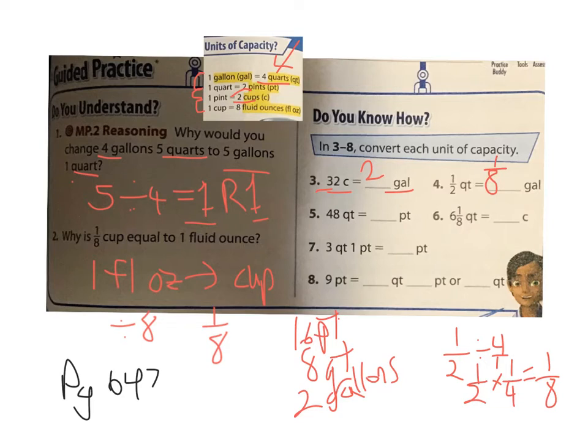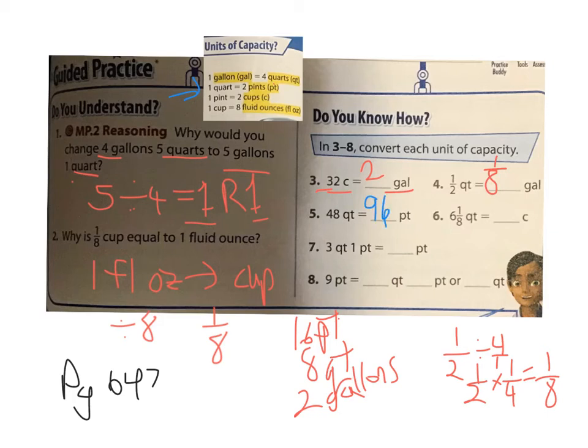48 quarts to pints. This one's actually an easy one because you've got it right there. Let's erase this a little bit just so we can see it. So if you see right here, we've got our quarts to pints right there. So if I'm changing it, which one's bigger, quarts or pints? So I'm going to multiply by 2 and just end up with 96.